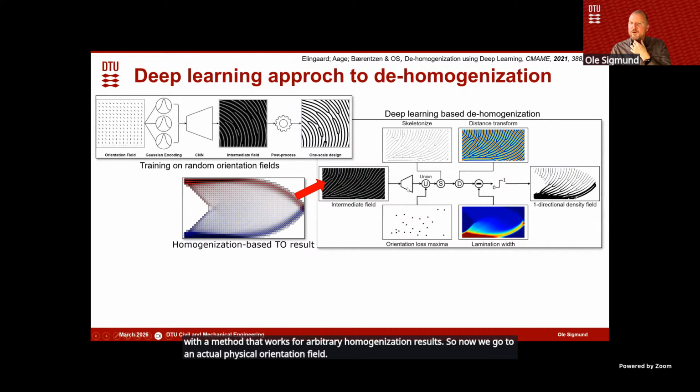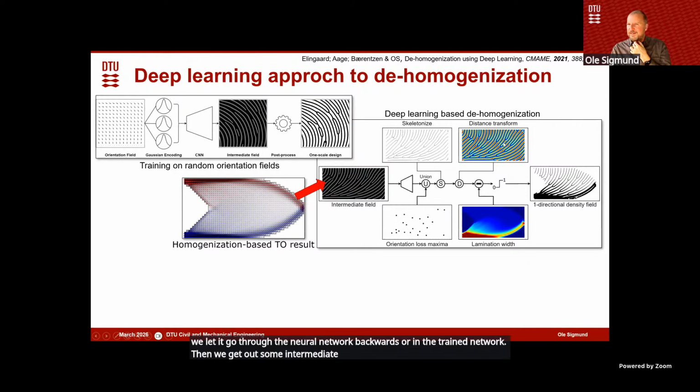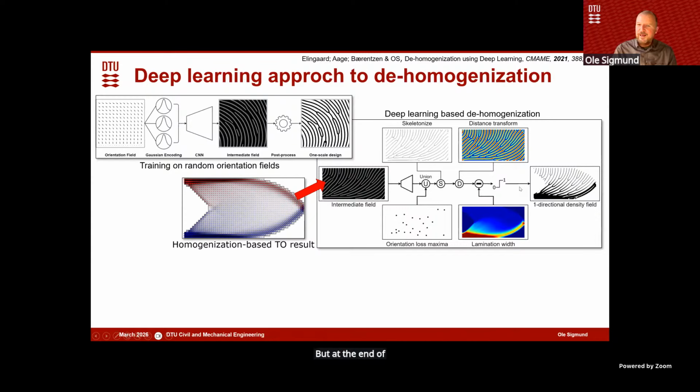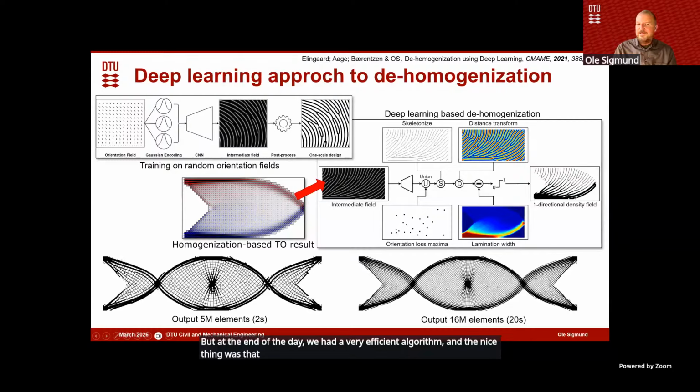We let it go through the neural network, the trained network. Then we get out some intermediate field that needs some post-processing. So there is some post-processing to connect the lines and do different things, but that could sort of be done in an image processing fashion. But at the end of the day, we had a very efficient algorithm. And the nice thing was that we could apply it: if we fed it a finer homogenization-based input structure, we would also get a finer output structure, and it was very efficient.